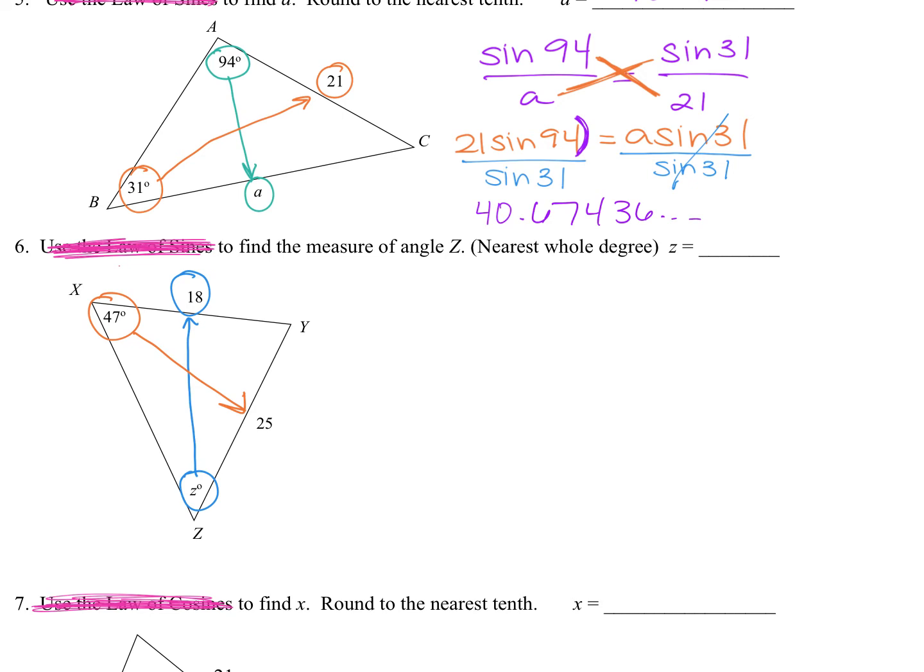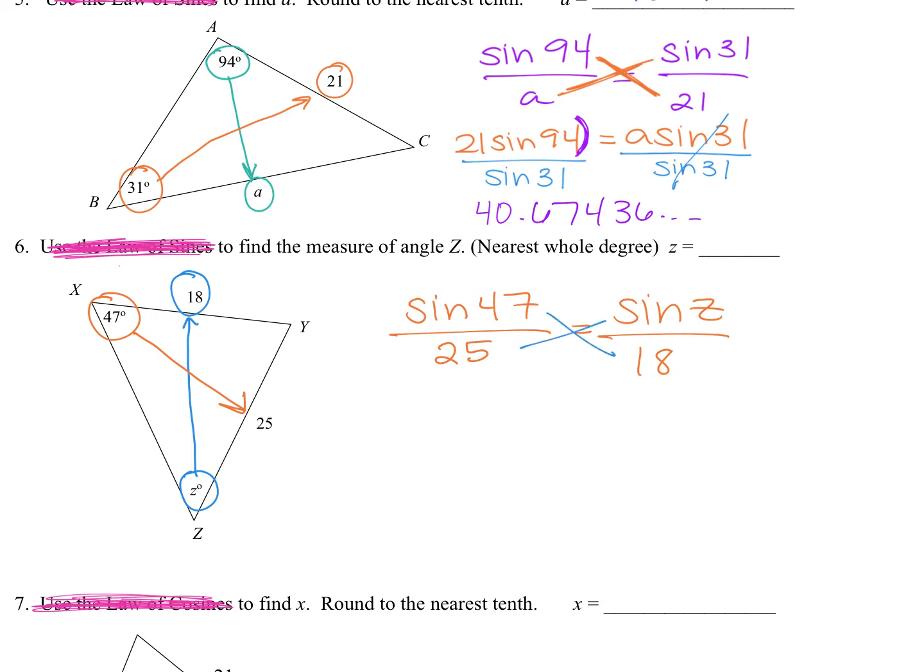Okay, so what you do is you take the sine of 47 and put it over what? 25, okay? Make sure the sine function is with the angle. I'll tell you right now what I'm going to see a lot of you do on the test: people are going to say the sine of 25 over 47. That doesn't work, okay? Always the sine of the angle and then the side across from it. So sine 47 over 25 equals sine z over 18.